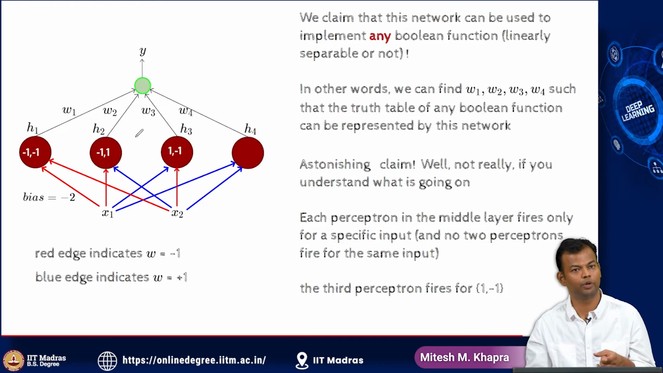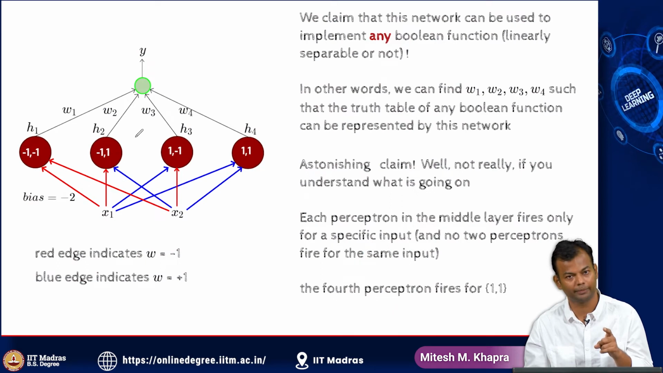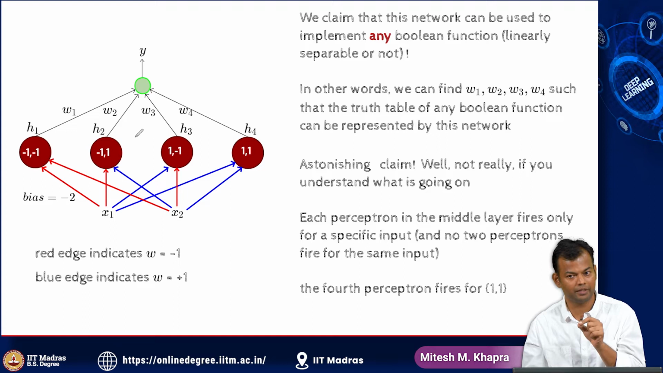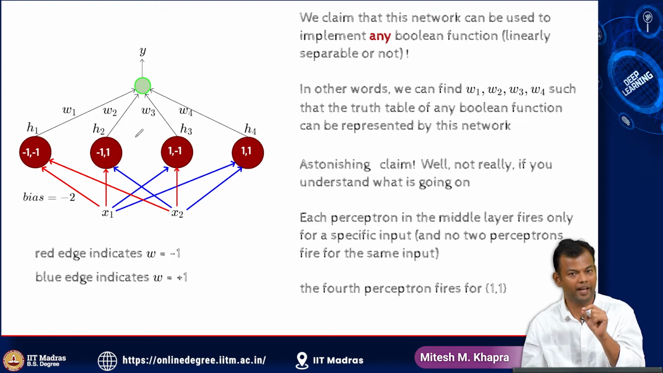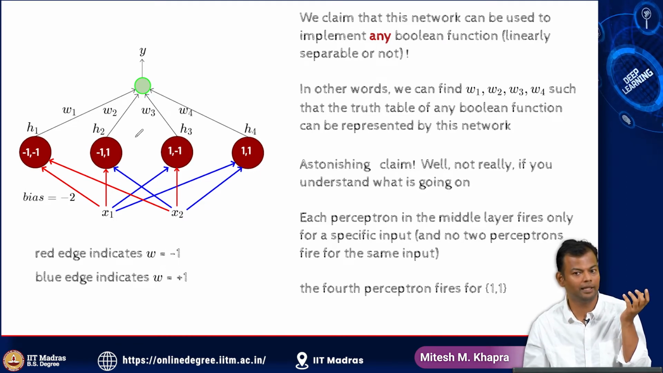Similarly, the third perceptron will only fire for 1, -1. The fourth perceptron will only fire for 1, 1. So each perceptron is specializing for a specific input, and it will only fire for that input. Now the question is, so what? How does this show that it can handle any function?